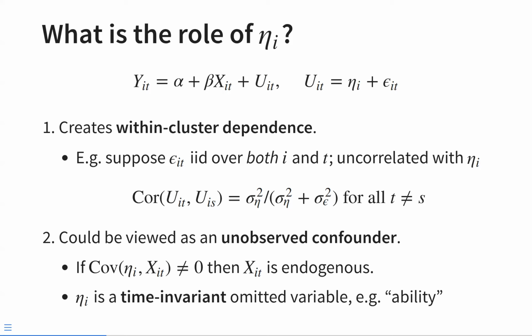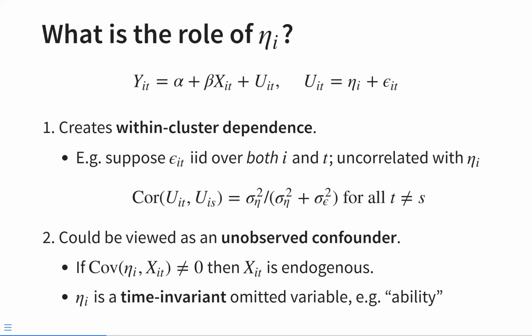But even if they're not, the mere presence of that eta i, this is the error term that is constant across time but varies across individuals, is going to create correlation between you in one period and you in another period for the same person. And again, there was a more fully worked out example of that in the previous lecture.